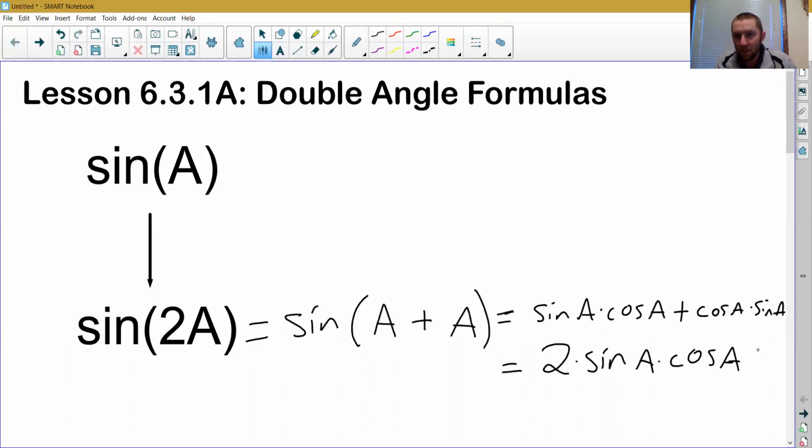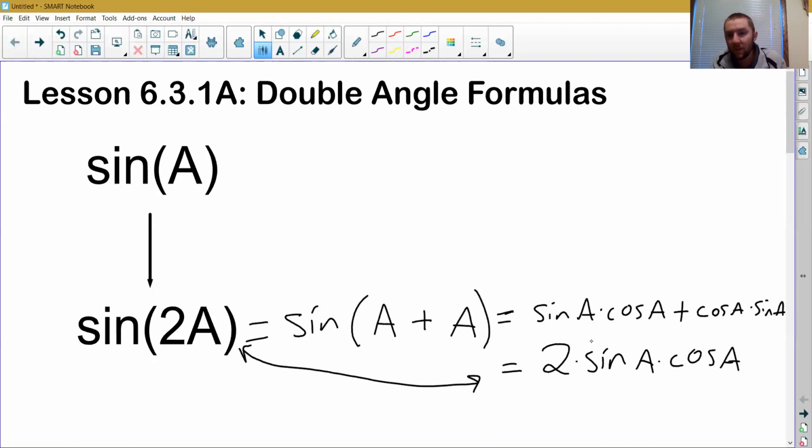This right here is the double angle formula for sine. So the sine of 2A is really equal to 2 times the sine times the cosine. The sine of twice as much as the angle is equal to 2 times the sine times the cosine. And now, as I mentioned, we can also certainly go this way.